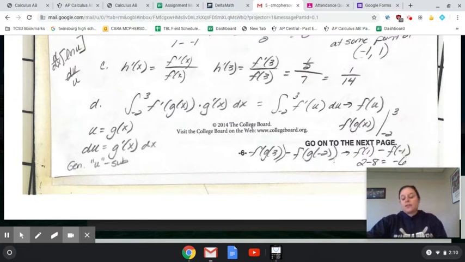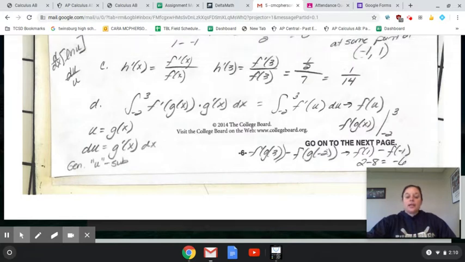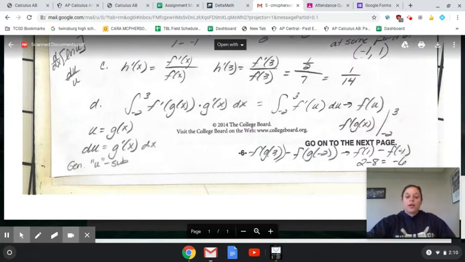You again have to reference the table a lot. G of 3 going back to that table was 1. So you have f of 1. G of negative 2 going back to the table was negative 1. So you get f of 1 minus f of negative 1. Make sure you're reading the table right. You get 2 minus 8, which is negative 6.